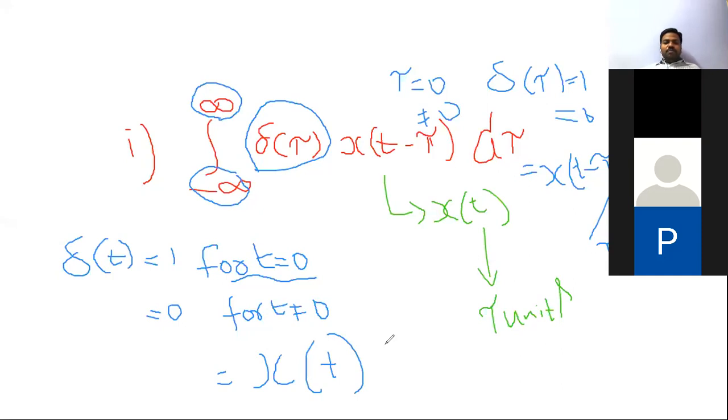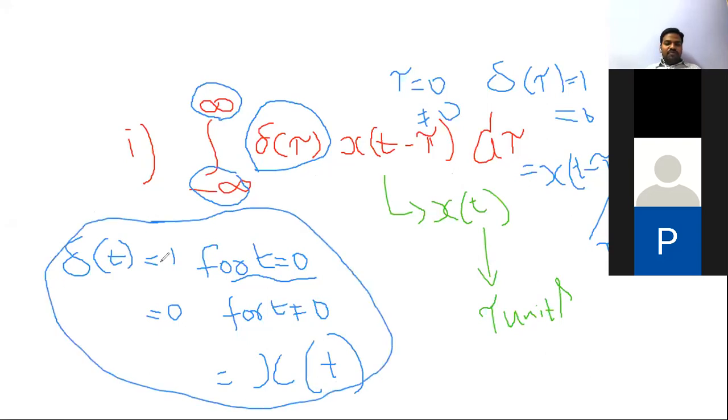Okay, evaluate the following means the integral from minus infinity to plus infinity of delta of tau into x of t minus tau d tau. If you are asked to evaluate this, first of all you define the basic impulse signal: delta of t is equal to 1 for t is equal to 0, and equal to 0 for t is not equal to 0. Later you can directly substitute tau is equal to 0 at this point. Obviously you will get delta of tau equal to 1 multiplied by x of t minus 0. So what you will get finally? X of t. Similarly, the next one also.